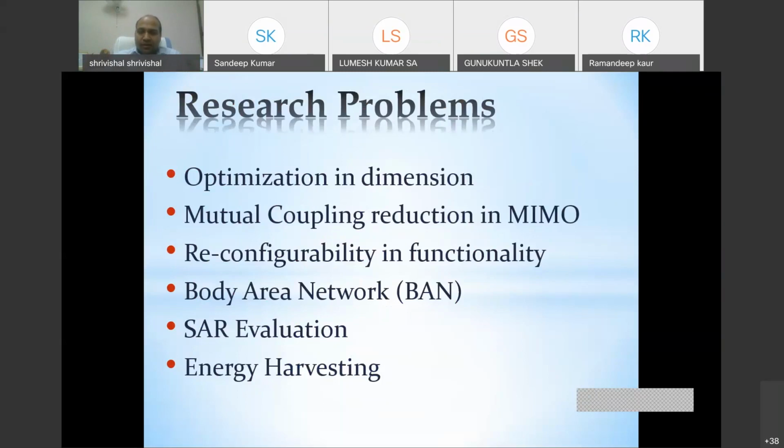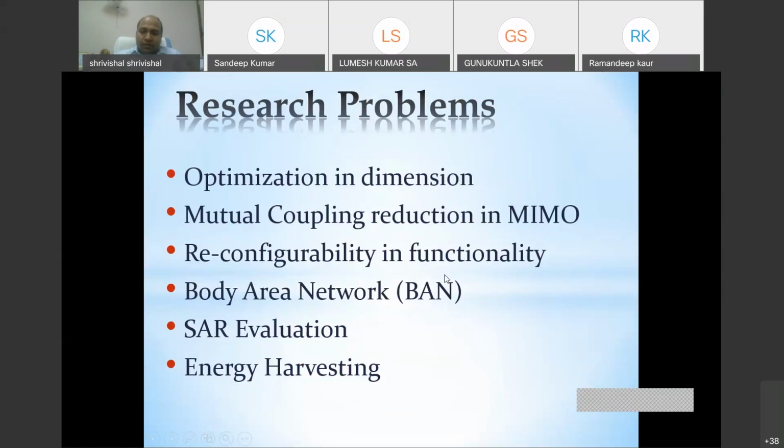Again, mutual coupling reduction in MIMO antenna systems is another constraint. When you go for multiple antenna systems, field interaction will take place, so how can we minimize these interactions? Next, reconfigurability and functionality in terms of bandwidth we have already seen. In terms of polarization, there could be other possibilities we could explore.